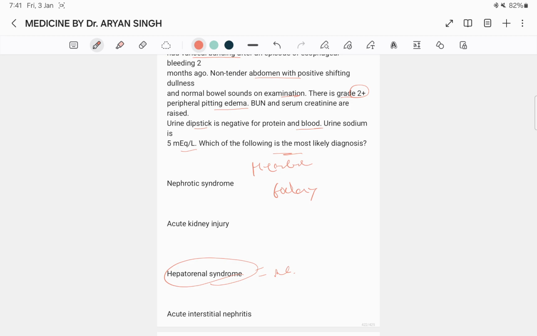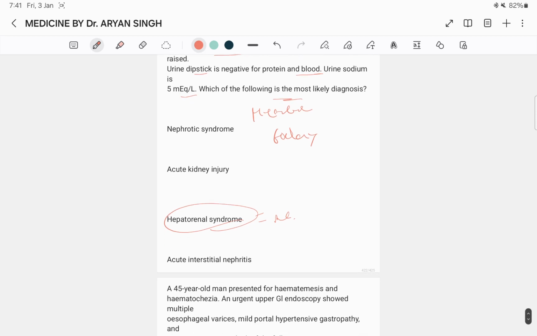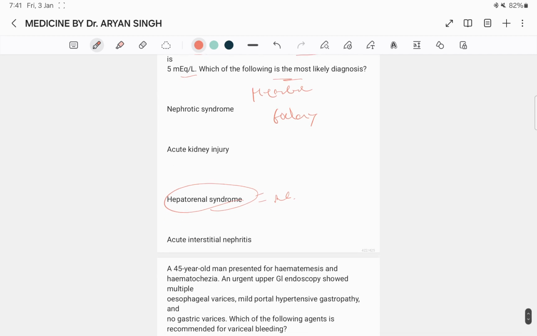Here the precipitating factors are reduced renal perfusion, GI bleeding, vomiting, sepsis, excessive diuretic use, and reduced glomerular pressure, and NSAIDs used, which constrict the afferent arterioles.